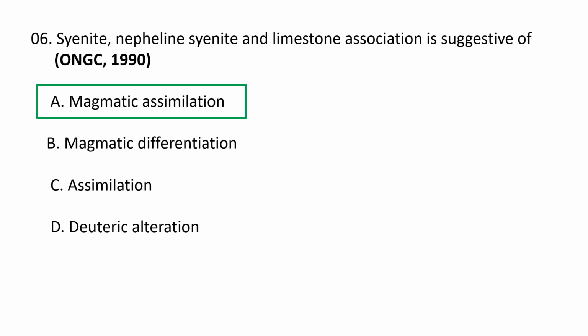The magmatic phases of nepheline syenite include nepheline, sodalite, oligoclase, orthoclase and annite, as well as accessory fluorapatite. So A. Magmatic assimilation is the correct answer.